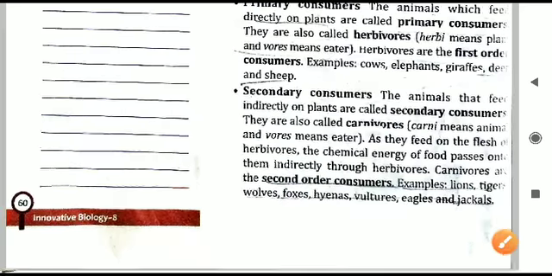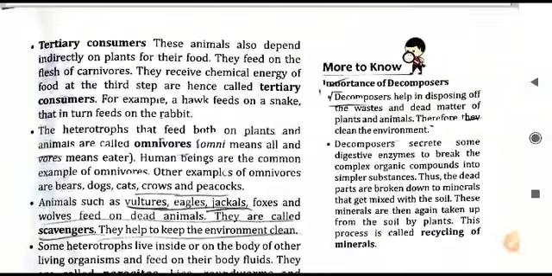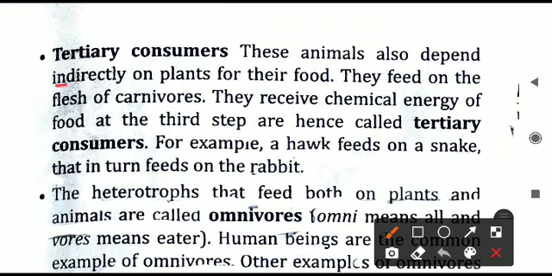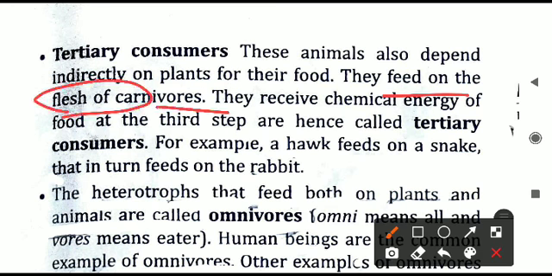All these are secondary consumers. So these are certain categories, and the last one now we will see here, that is the tertiary consumers. They are also indirectly eating the plant only, but what they are doing, they are feeding on the flesh of carnivores. They are not killing the herbivores, they are killing the carnivores.